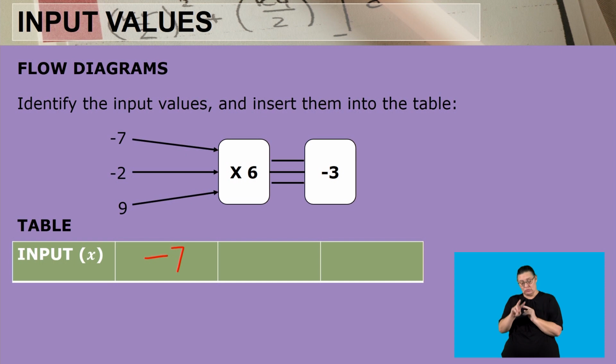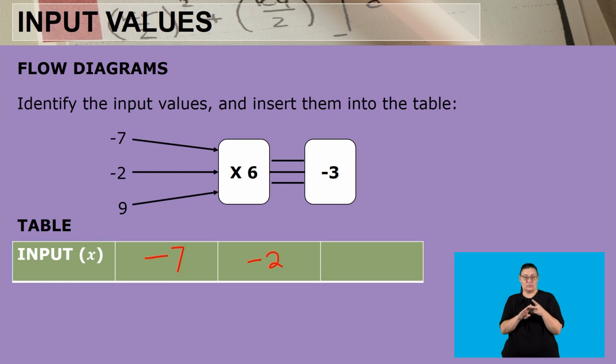What is the second input value that we have there? Yes, it is the -2. Now, -2 is the next number that's going to multiply by 6 and have 3 subtracted from that product. So that -2 is the next input value. Then looking at that last input value, that is going to be the 9. So again, the 9 will go through the same rule that the first two input values went through, and that is to multiply by 6 and have 3 subtracted from that product.